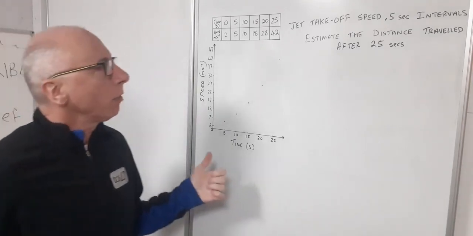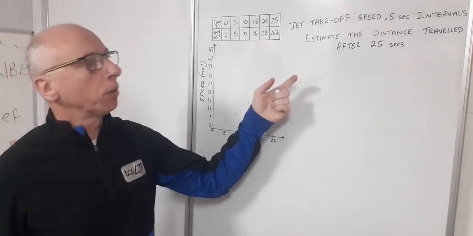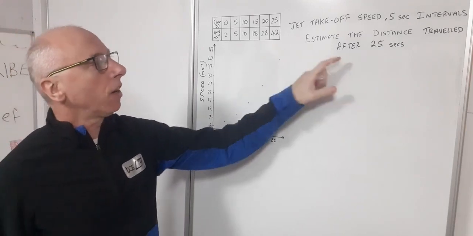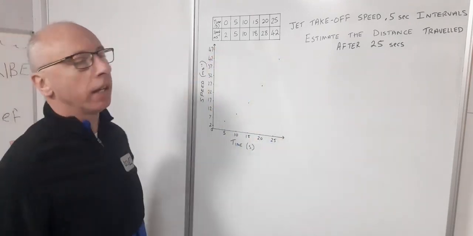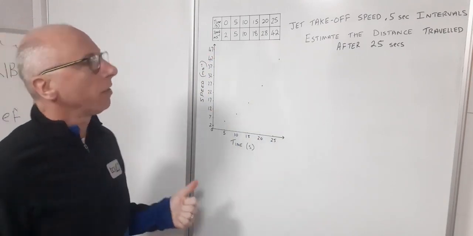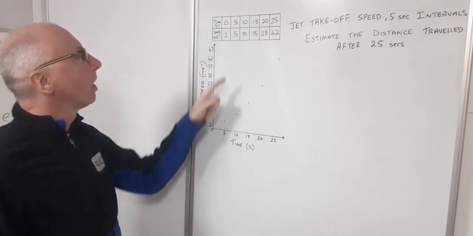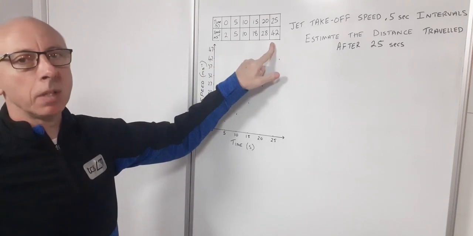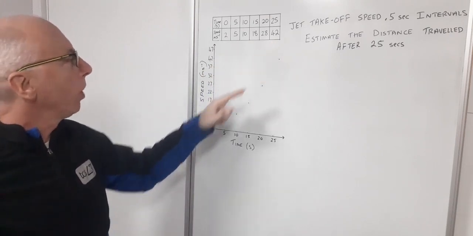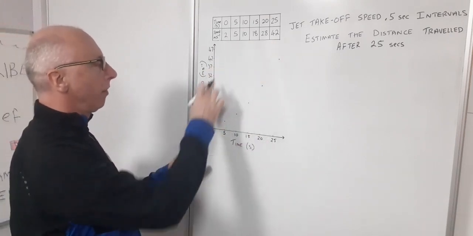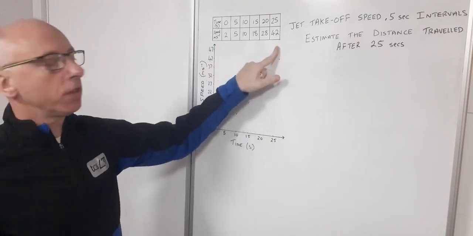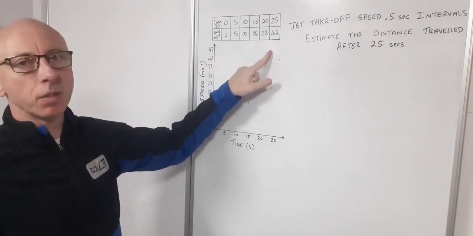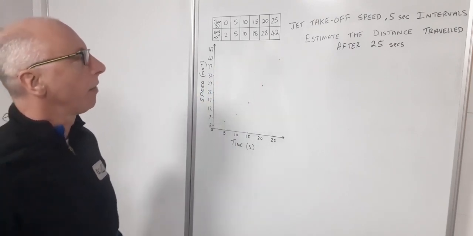So in this question here, we want to try and estimate the distance travelled by a jet in takeoff after 25 seconds. Now we've got a table of values here of the speed of the jet on 5-second intervals. So they're all here calculated in meters per second. And what I've done is I've drawn a little graph and I've plotted each of the speeds of this jet at each of these 5-second intervals on this particular graph.